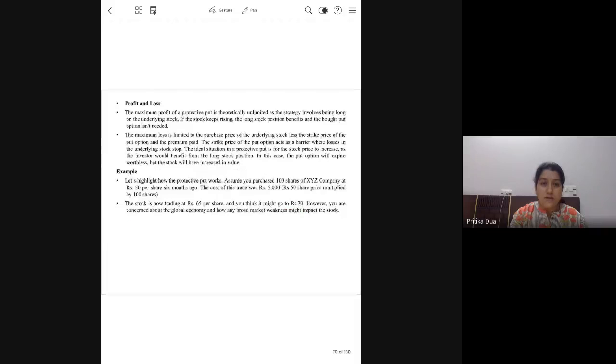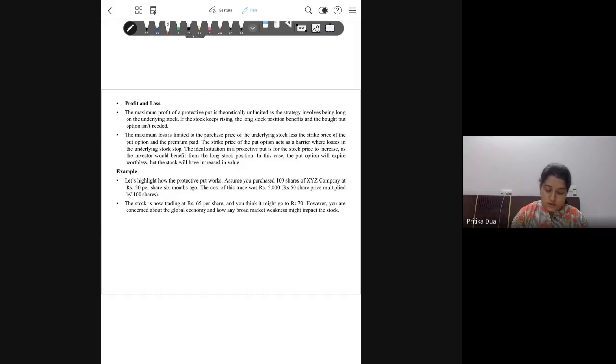So the example is here. Assume an investor has purchased 100 shares of XYZ Limited at rupees 50 per share. So 100 into 50, the price paid for this contract was rupees 5,000. Now, the shares were obviously purchased when the investor was bullish on the security.